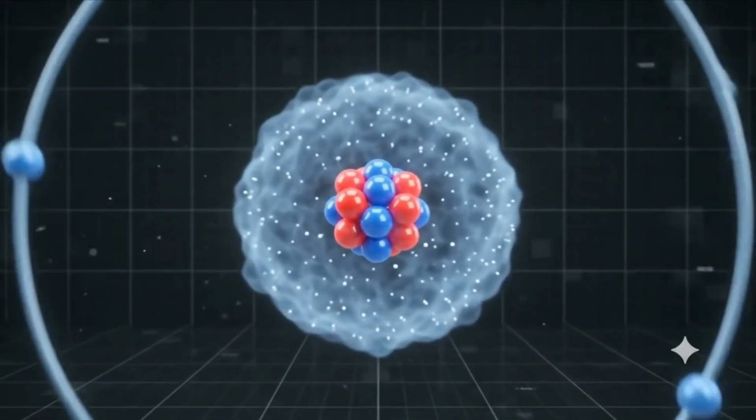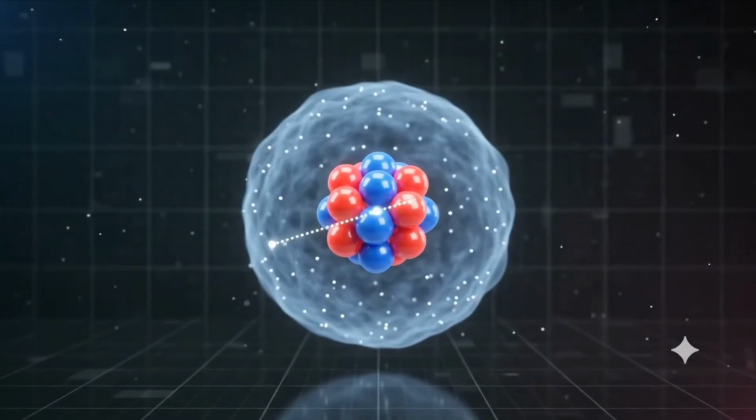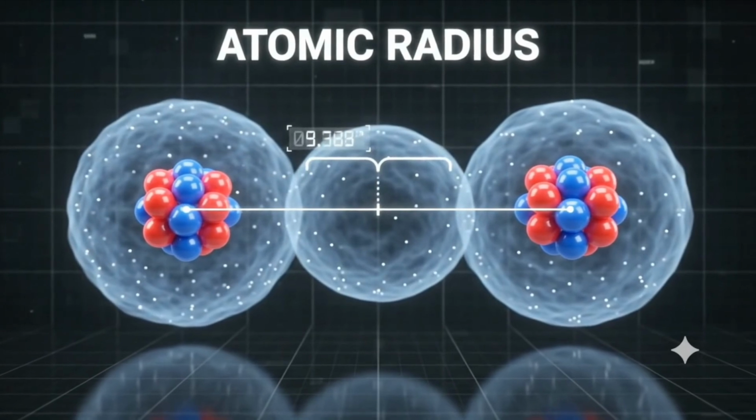But an atom has no fixed outer boundary. Its electron cloud gradually becomes less dense as we move away from the nucleus. So, atomic radius is the distance from the nucleus to the outer region of the electron cloud.